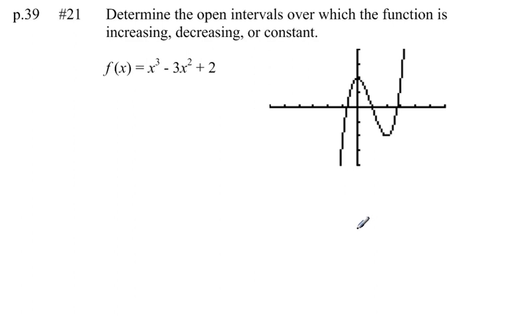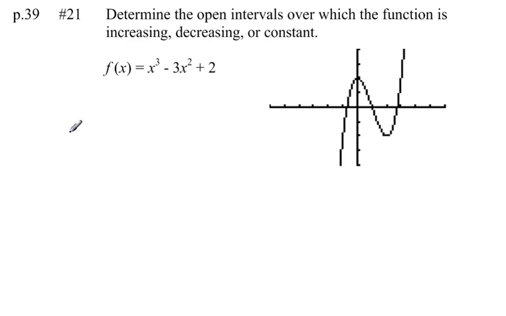Page 39, problem number 21 reads, determine the open intervals over which the function is increasing, decreasing, or constant. And we're given a graph of the function. Let's just look at this graph. The graph goes upward, then downward, then upward.